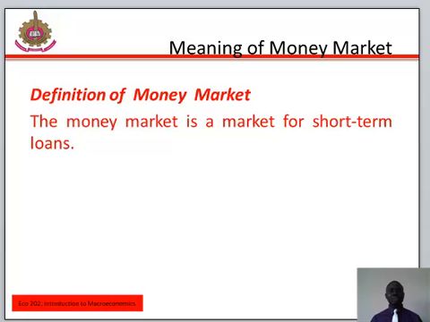What is the definition of money market? The money market is a market for short-term loans. Loans obtainable from this market usually include working capital loans, production cycle loans, and other loans that are repayable within a short period of about 1 to 3 years. Those who need loans for a longer period have to go to the capital market.